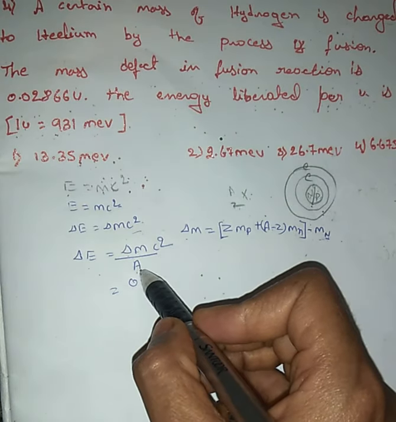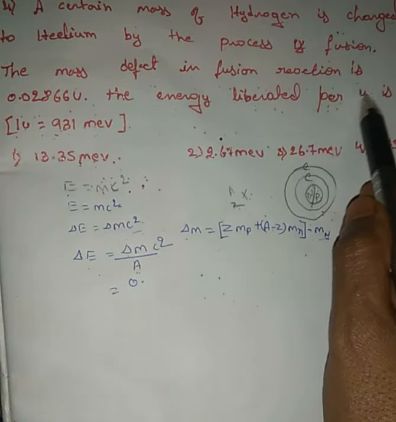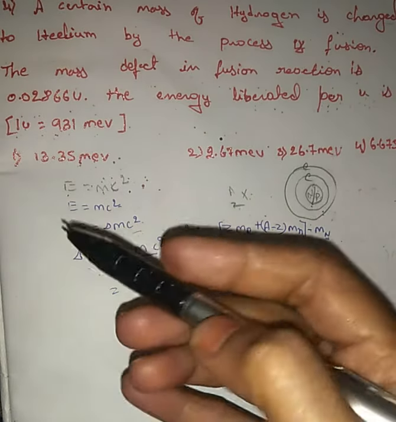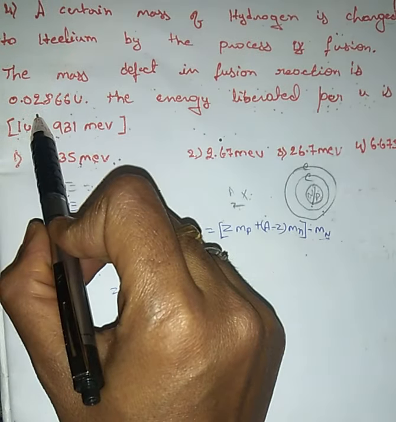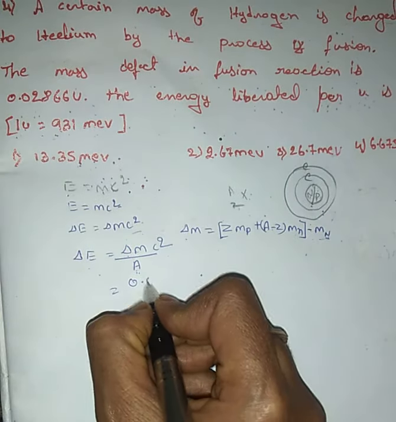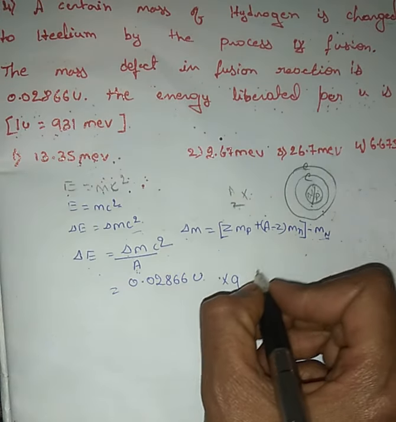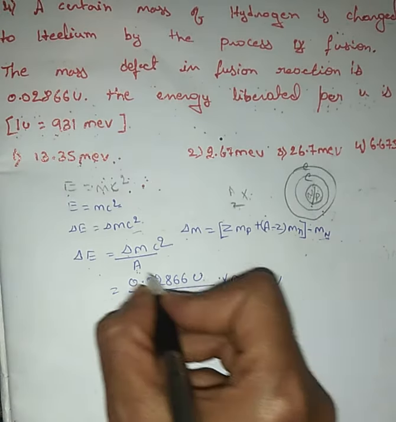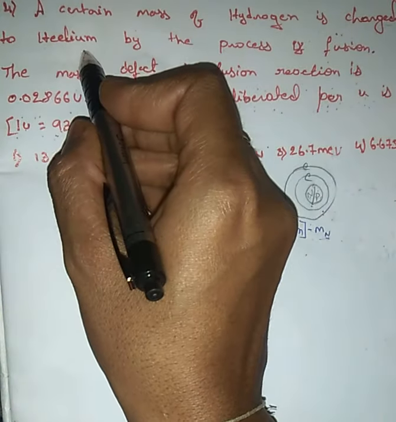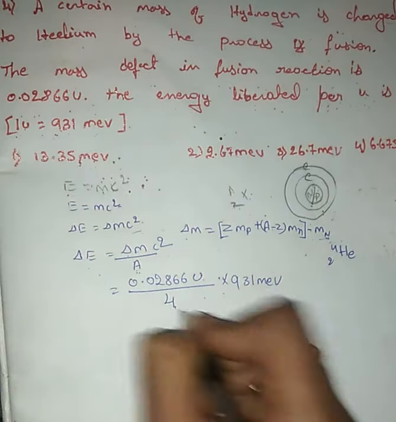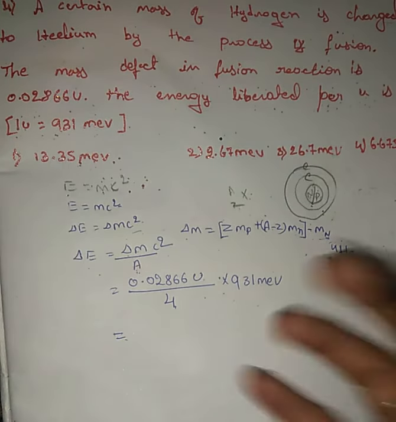Delta E equals delta m c squared divided by A. We have to calculate the energy liberated per nucleon, so we divide by the number of protons and neutrons present in the nucleus, that is, the mass number A. Here the mass defect is 0.02866 u, and c squared is taken in terms of mega electron volts as 931 MeV, divided by A. Here hydrogen is changed into helium, which is helium 2,4, so the mass number is 4.